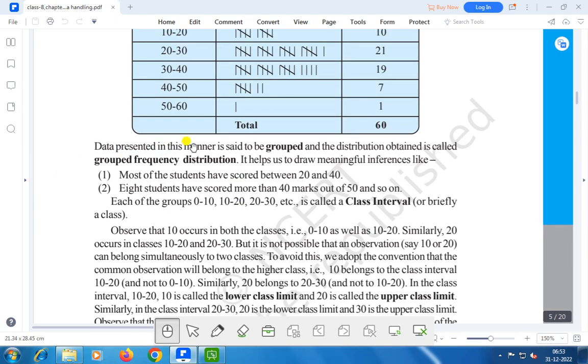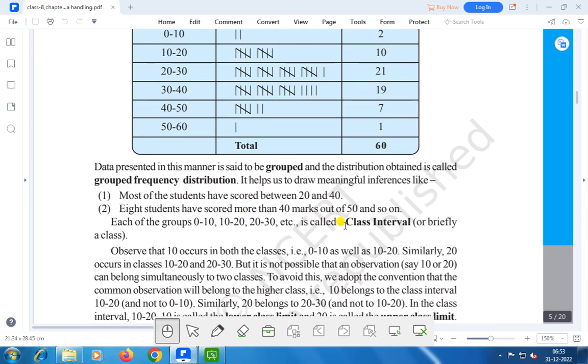Data represented in this manner is said to be grouped, and the distribution obtained is called grouped frequency distribution. It helps us to draw meaningful inferences, like most of the students have scored between 20 and 40. Eight students have scored more than 40 marks out of 50, and so on.